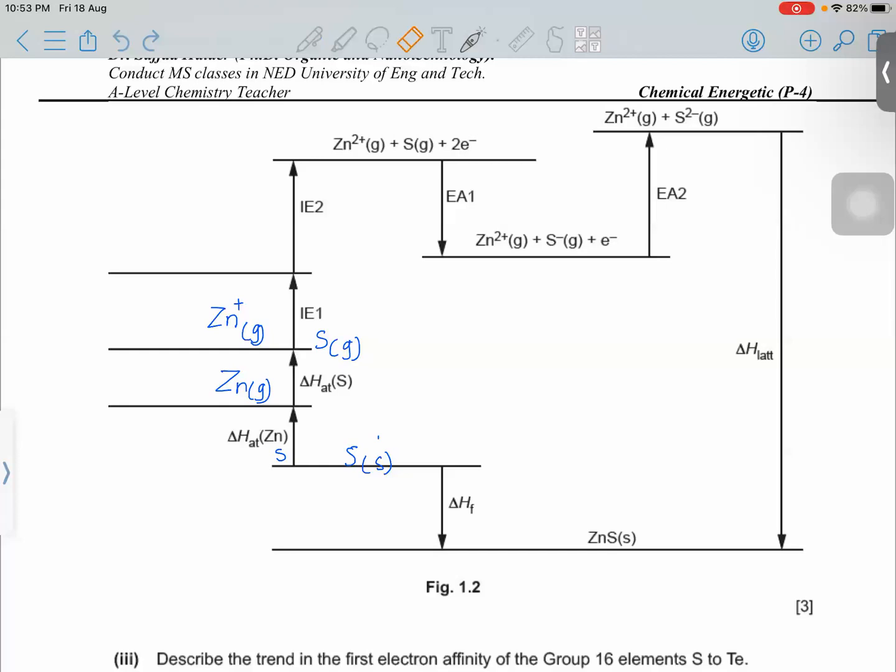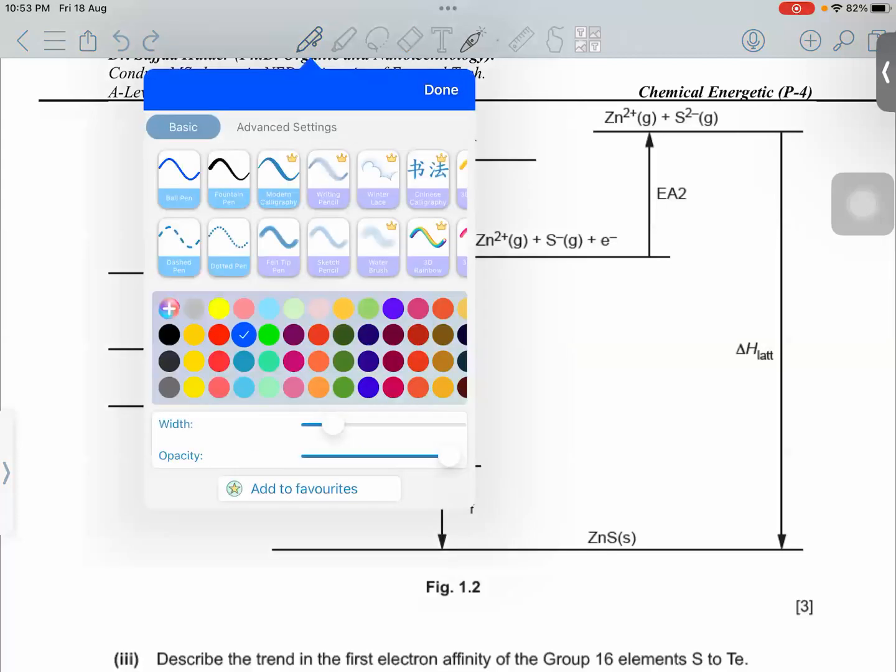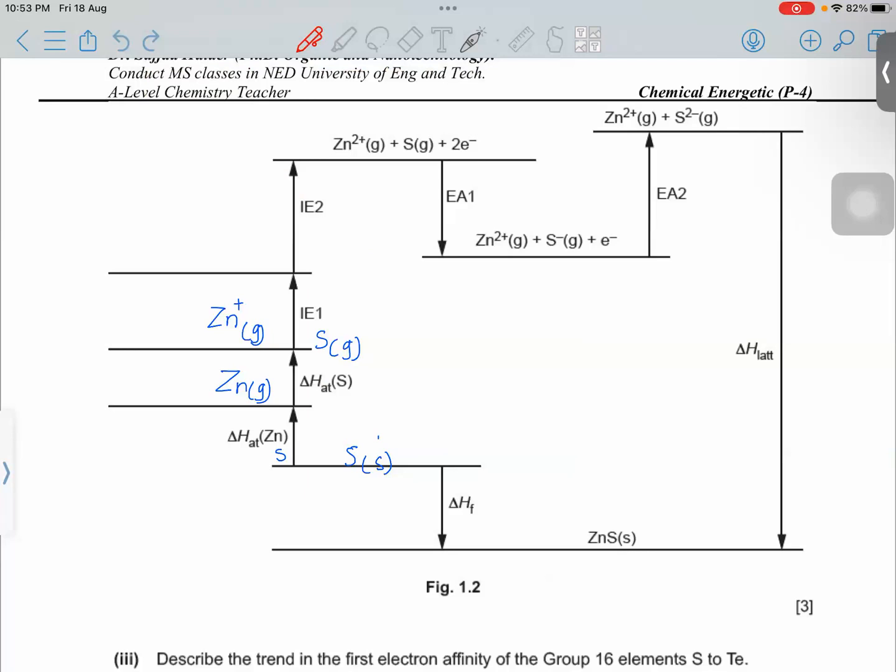Okay. Now look at the red one, right? First of all, this place is for zinc. So first write zinc solid and then write sulfur solid. This is our starting point, right? Yes. So first we convert zinc solid into zinc gaseous. So this is zinc gaseous. Sulfur remains solid.